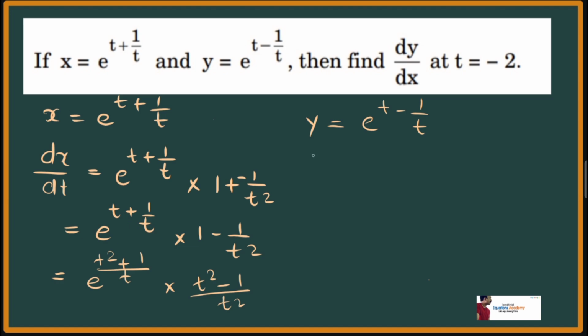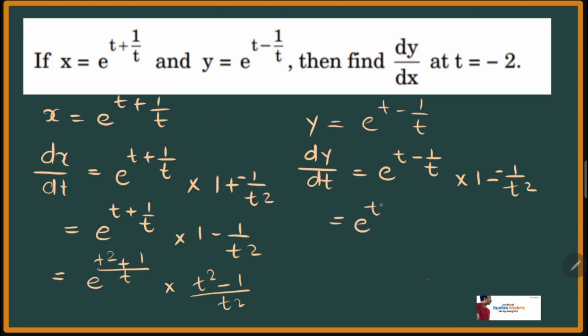Now we will find dy by dt. Dy by dt is equal to e raised to t minus 1 by t into d by dt of t minus 1 by t. D by dt of t is 1 minus d by dt of 1 by t, that is minus 1 by t square. This is equal to e raised to t minus 1 by t into 1 minus minus 1 by t square, that is 1 plus 1 by t square. If we take LCM, we will get e raised to t square minus 1 by t into t square plus 1 divided by t square.